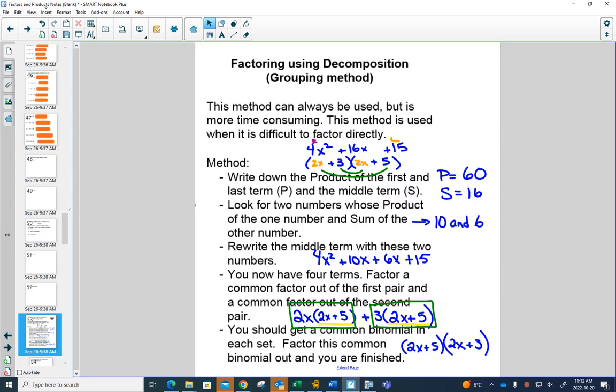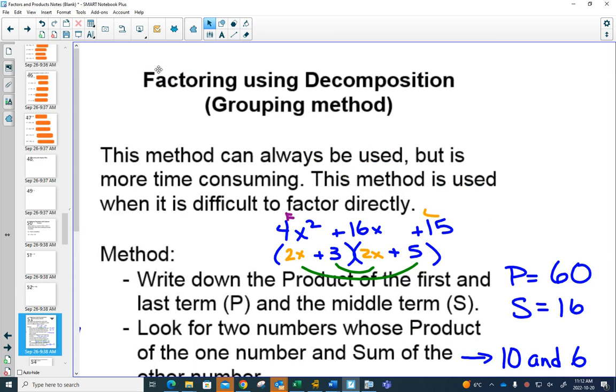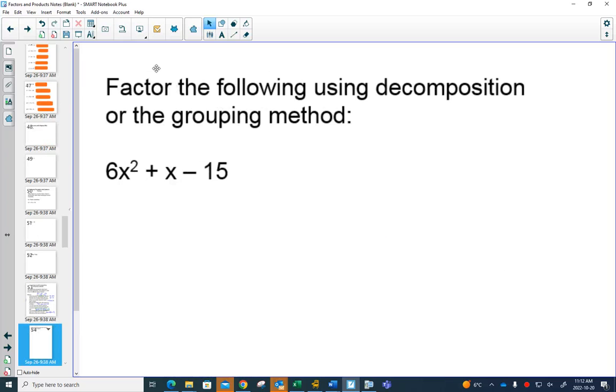Okay. Go back to page width. So this is definitely more complicated than what we were doing. Because what we were doing was just a lot of mental math to figure things out.